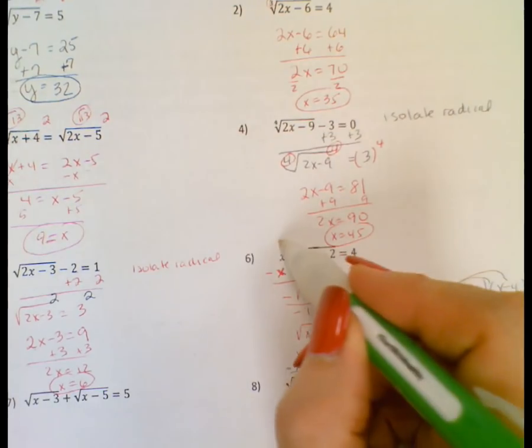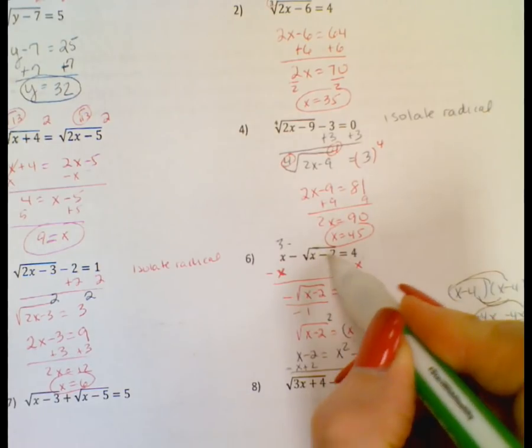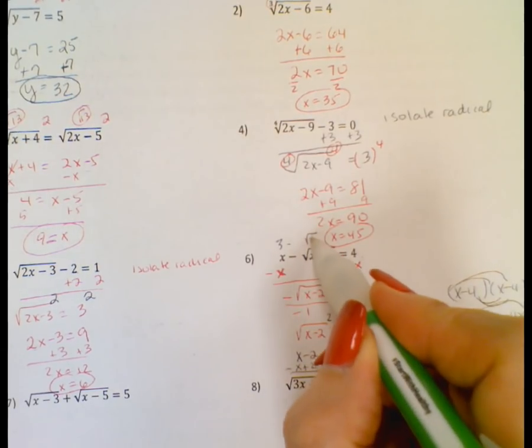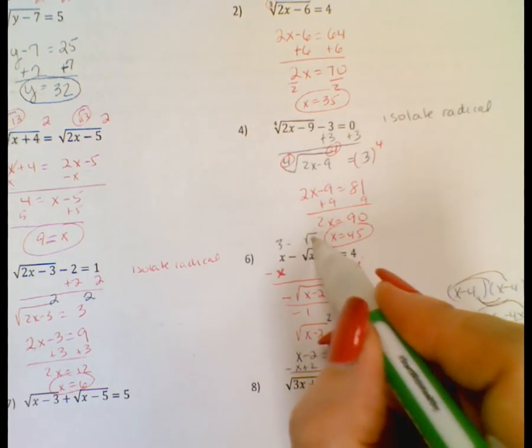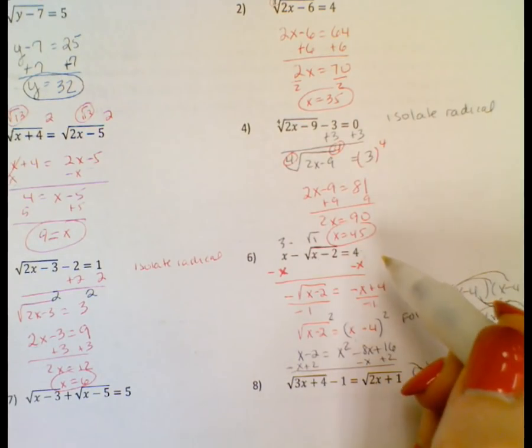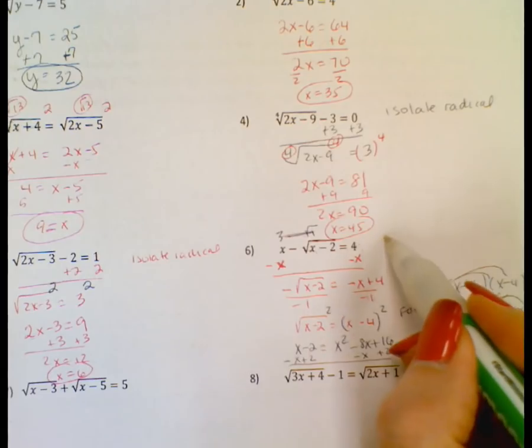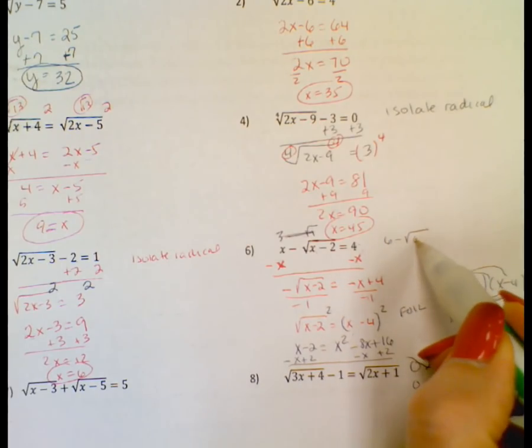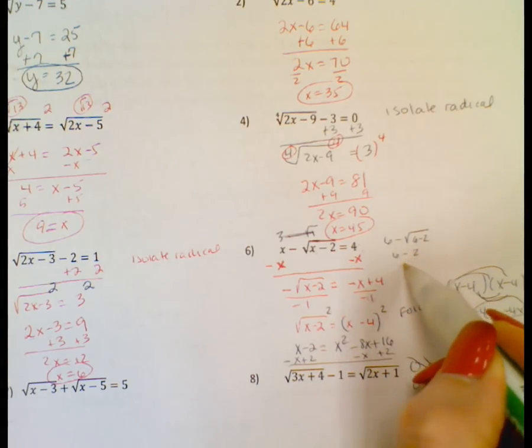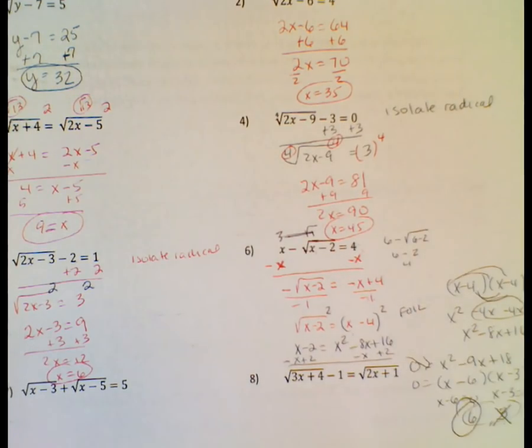This is 3 minus, 3 minus 2 is 1. So the square root of 1 is 1. 3 minus 1 is 2. It's not 4. That's why 3 doesn't work. And if we would have plugged in 6, 6 minus square root of 4, which is 2. 6 minus 2 is 4, and 6 does work.